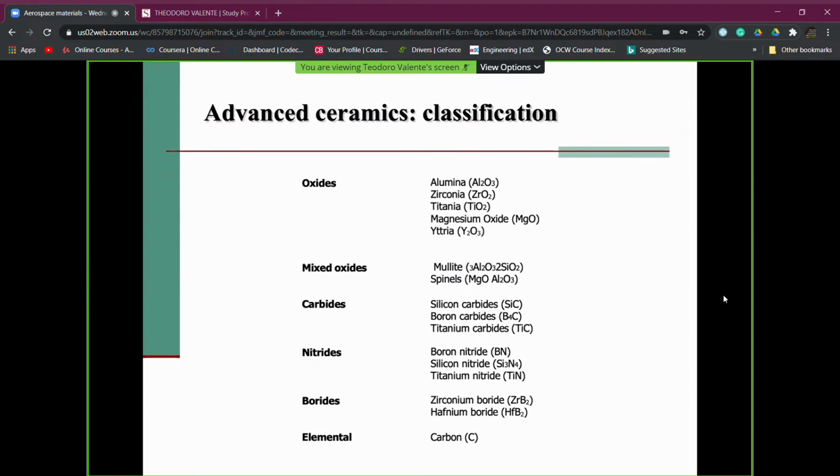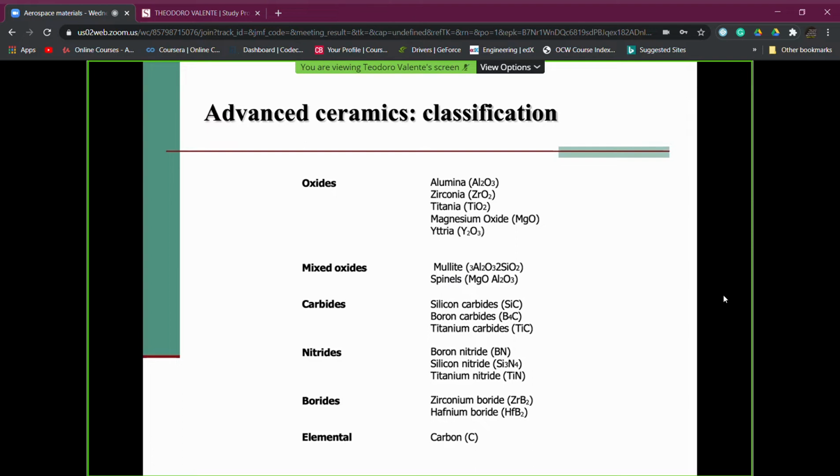When it is nitrogen, we have the classes of nitrides. When we have boron, for example, we have the classes of borides. So we can say that we can divide the advanced ceramic materials into oxide materials and non-oxide materials. Inside the non-oxide materials, we can have carbides, nitrides, and borides.